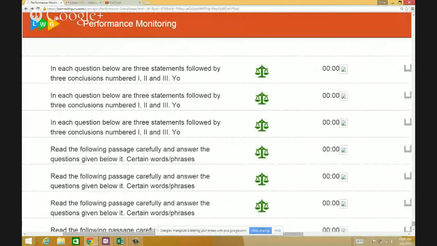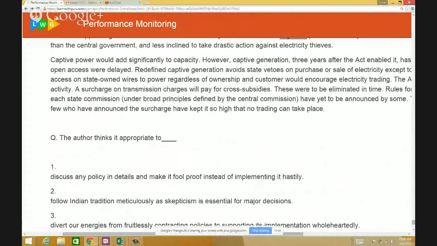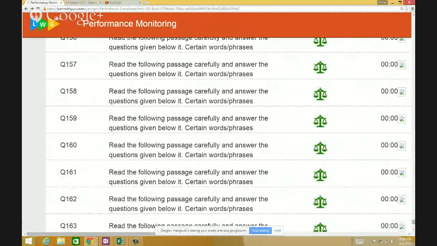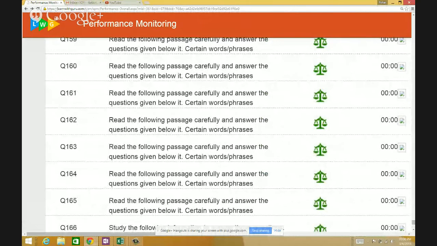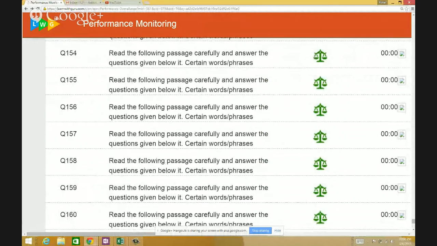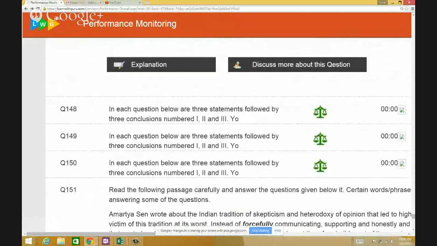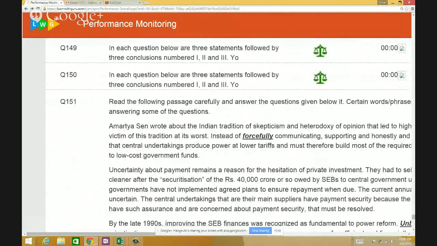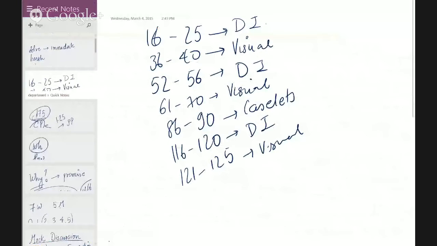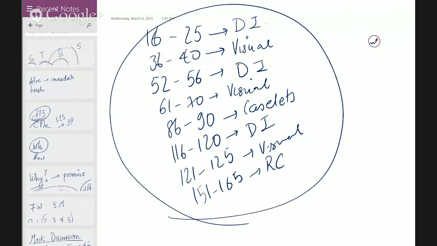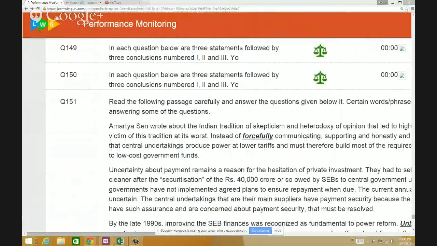Now this is an RC, so we'll leave the RC straight and just note the question numbers down. The RC is from 151 to 165, 15 questions of RCs. So I'll say 151 to 165, it's RC. And I'm done with round 2. This is my round 2 decided now. I don't think anything is there beyond this. So we'll talk about round 2 also.